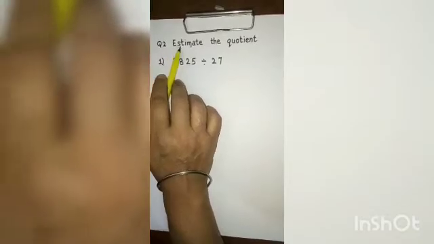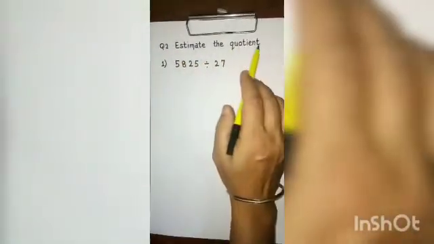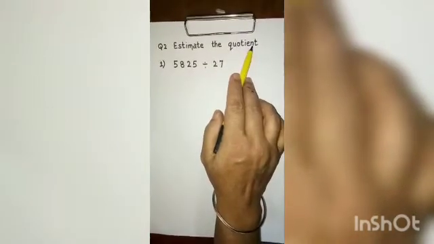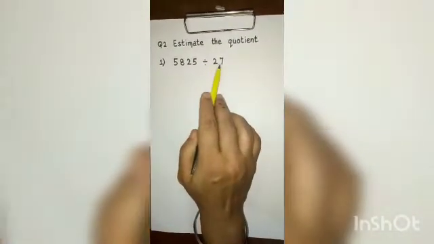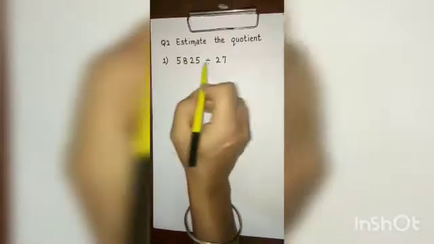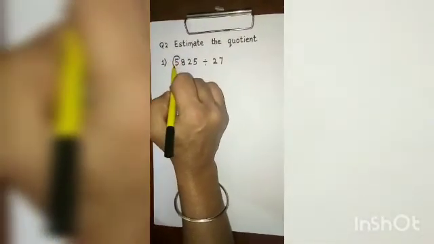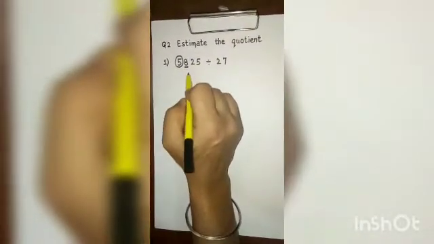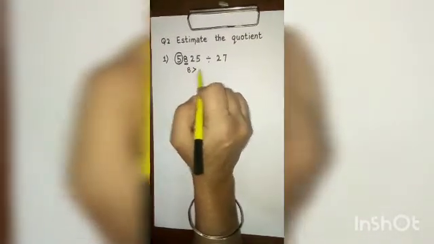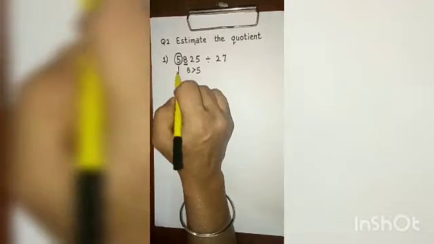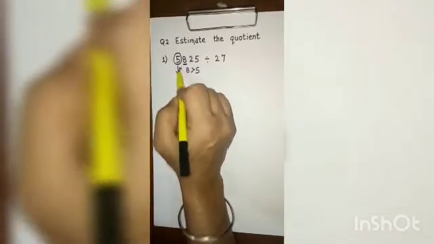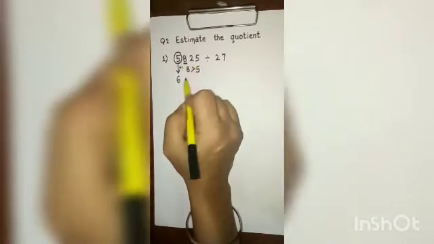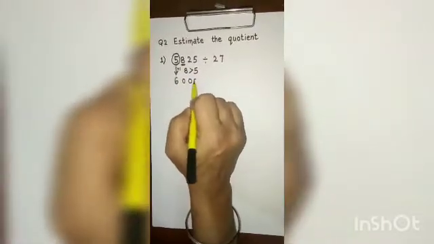Now we are going to do the next question. Estimate the quotient. This is finding out the quotient, which means you are going to divide them. Now in this number, the first digit is 5 and the very next digit to it is 8. Now 8 is bigger than 5, so we are going to add 1 to this and it becomes 6. The rest of the digits will be converted to 0.